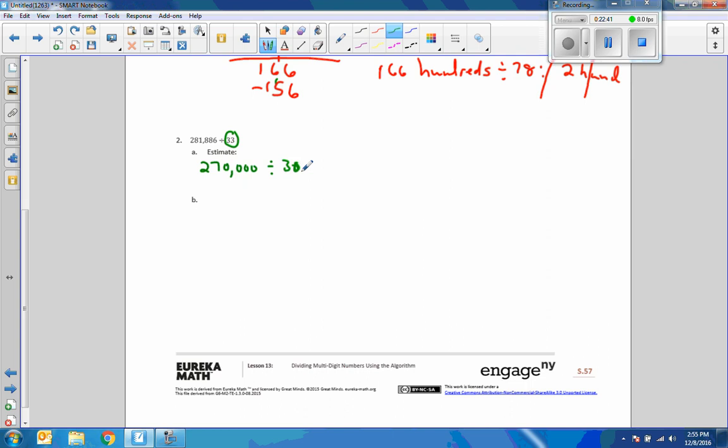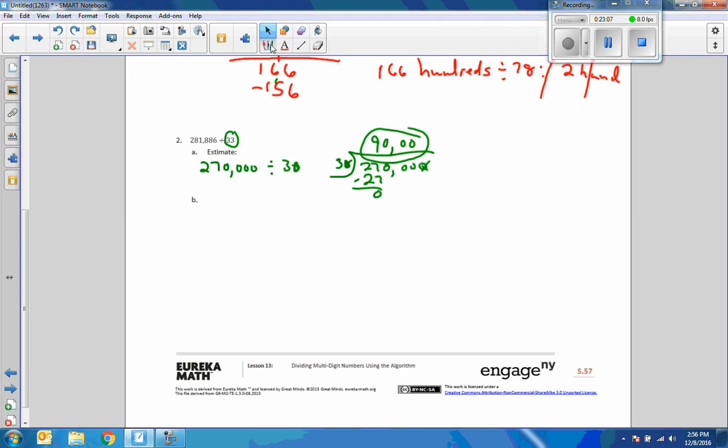So the estimate is a quick, simple number. So when we do this, we're going to get 270,000. Disregard the 0, disregard the 0, and 3 goes into 27 9 times. Okay, and then we're going to get no remainder, and then there's still 3 zeros. So estimating 9,000. Okay, so again, 33, round to 30. 30 won't go into 28. 3 won't go into 28, but 3 will go into 27.